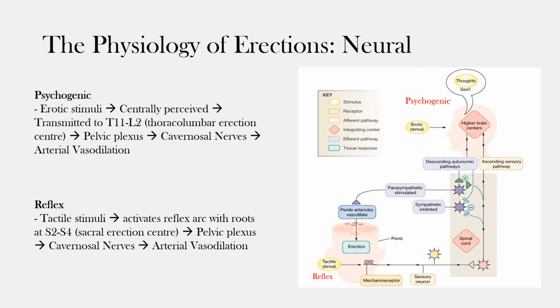Then we have the reflex pathway. This comes about through tactile stimuli. So again, if we look at the picture on the right, down the bottom left corner, we have tactile stimuli. That's any touch of the penis itself or the surrounding thigh. The mechanoreceptors are stimulated, and there's a reflex arc that happens through S2 to S4, which is the sacral erection center. That gets activated, then goes back through the pelvic plexus and the cavernosal nerves, and then again causes arterial vasodilation. So these are the two aspects. If a man has sexual thoughts or sees something erotic, he will have an erection. If a man's penis is touched, he will have an erection. Those are the two different pathways.